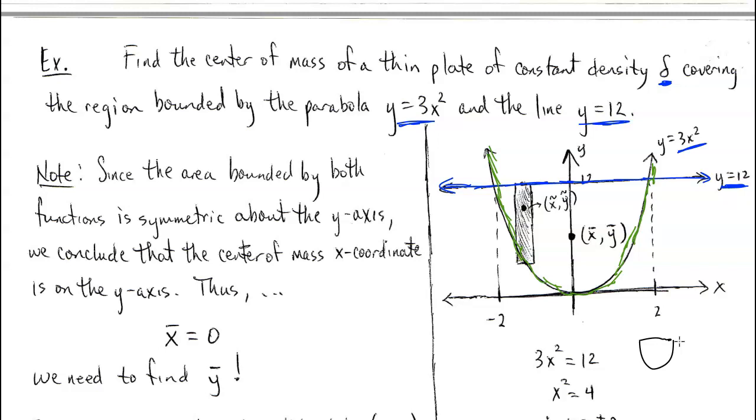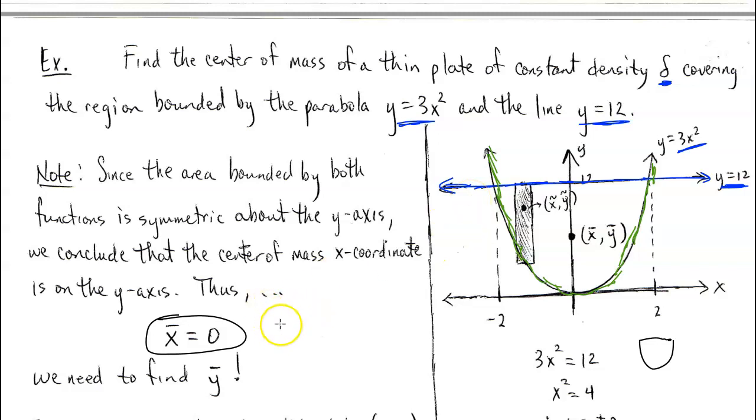Now, the first thing that we note here is that since this shape here, this thin plate, is going to be symmetric about the y-axis, we know that the x-coordinate for the centroid, or the center of mass, must be on the y-axis. Okay, so because of that, we know by definition that x bar is going to be 0 there. Okay, so that cuts down on the amount of work that we need to do.